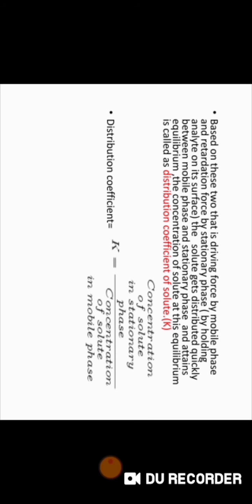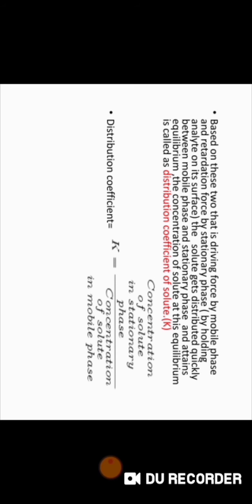Why will it move slower? The higher the K value, the higher the concentration in the stationary phase. We know what the stationary phase does: the stationary phase retards the movement of the analyte. So that is why, if the K value is higher, the movement of the analyte will be slower.